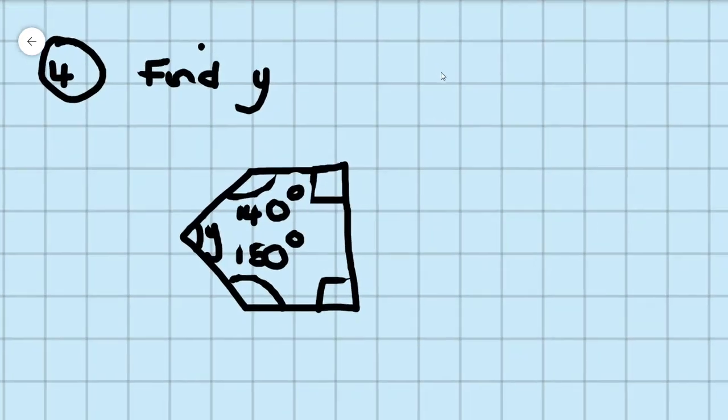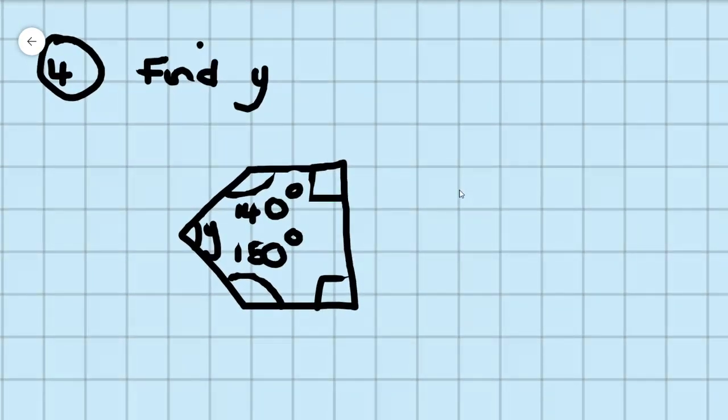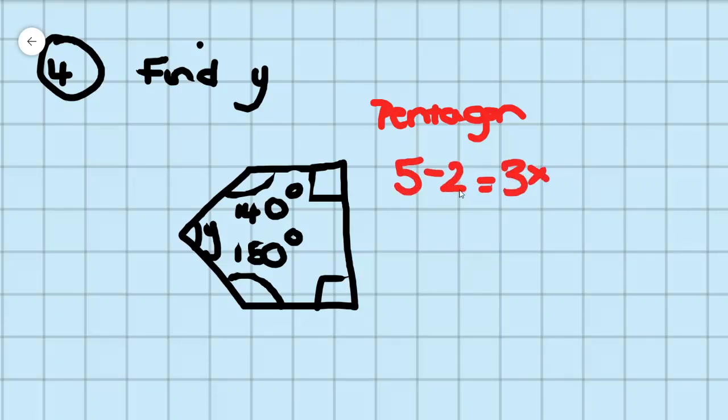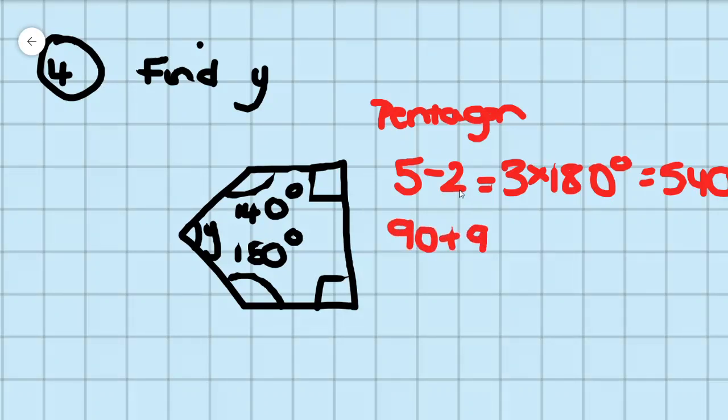Number 4, find y. It's a 5-sided shape, so it's a pentagon. We need to know the interior angles of a pentagon. Remember that formula: number of sides take away 2, times by 180 degrees, is 540 degrees. So it must add to 540. This is a right angle, this is a right angle. So I've got 90 plus 90 is 180.